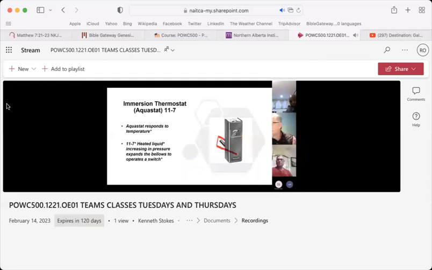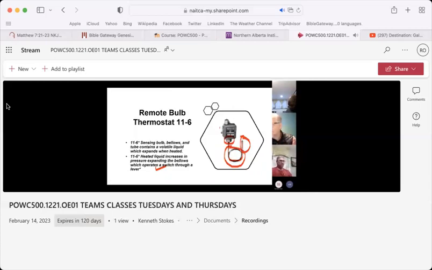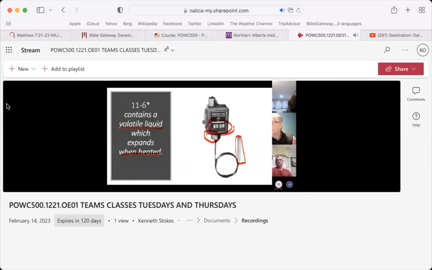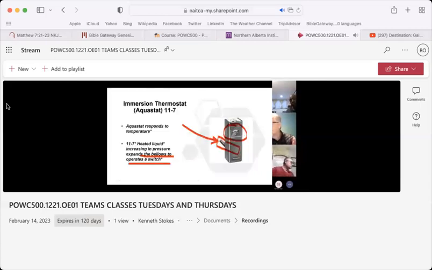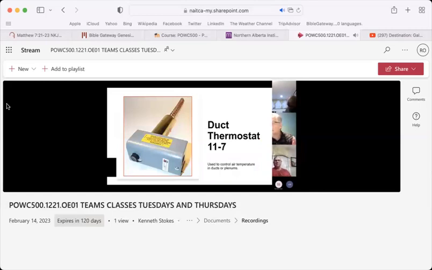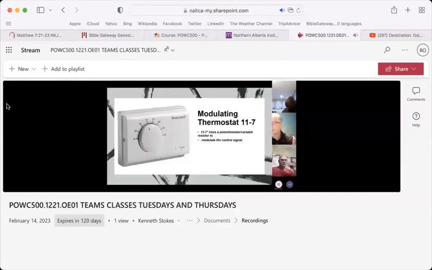Variation on that is this one. It has the same bulb connected to a bellows. Heated liquid increases the pressure, expanding the bellows to operate a switch. So as this thing gets heated up, depending on the set point here, this one here has a set point, some way to set a temperature. It will turn off the power through electrical contact. Thermostat that is inserted in a duct, it controls air temperature in the duct or plenum.